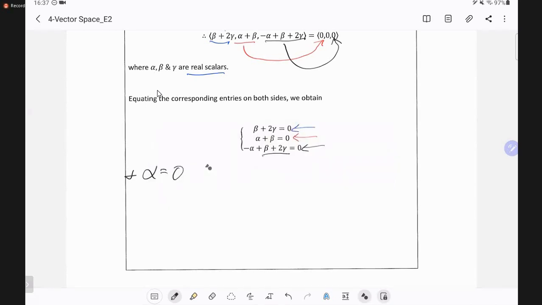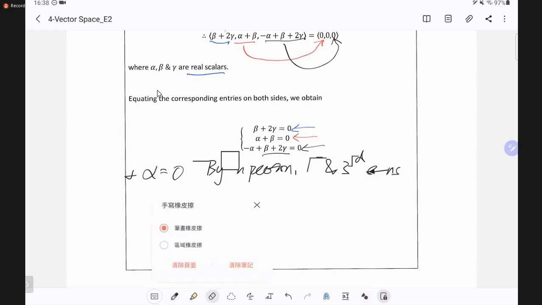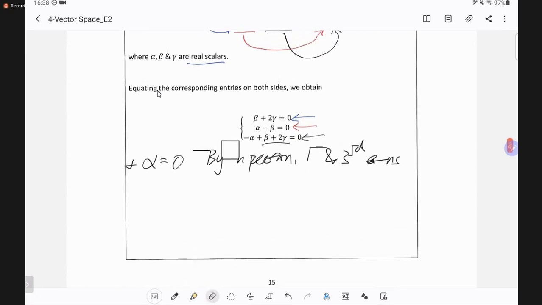So I write down the idea, the so-called by inspection. You can see that by inspection we can make use of the first and the third equations. My handwriting is not clear. Hey, what happened? Okay, here.